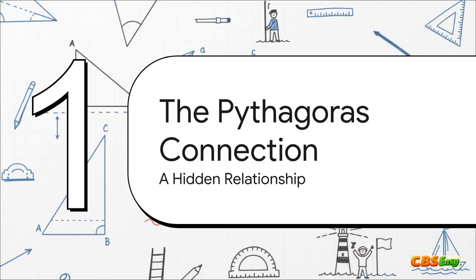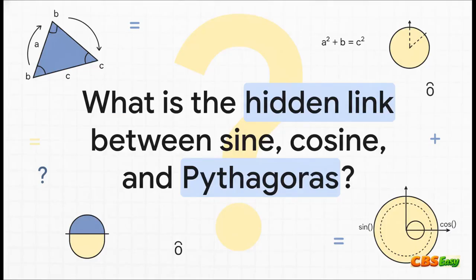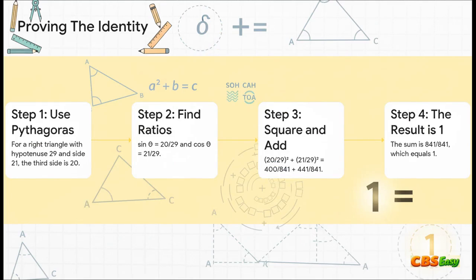Okay, next up, we're going to connect everything we just learned to something you already know really well, the Pythagorean theorem. It turns out there's this powerful, almost hidden relationship between sine, cosine, and good old a squared plus b squared equals c squared. And this isn't just some cool fact to note, this is a classic exam question. Understanding where this connection comes from is going to give you a huge advantage when you have to solve more complex problems. Let's just walk through the proof right here.